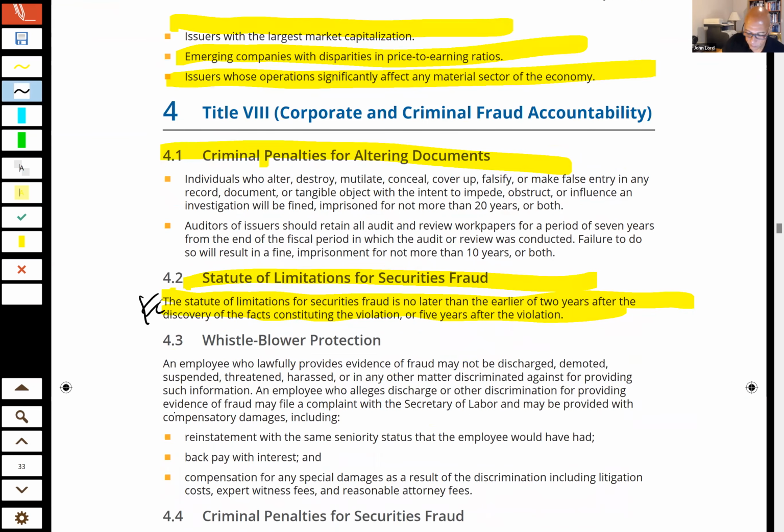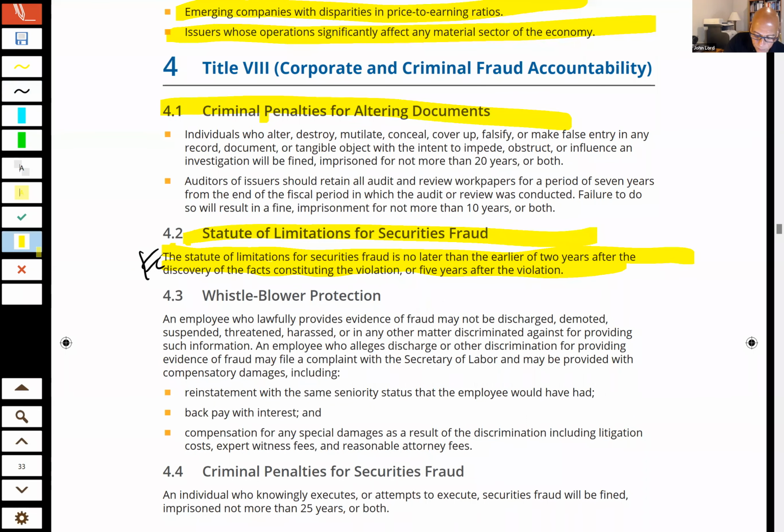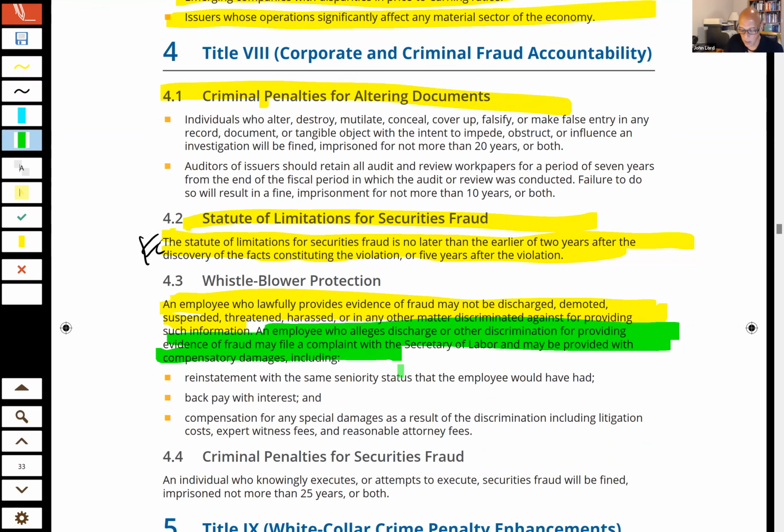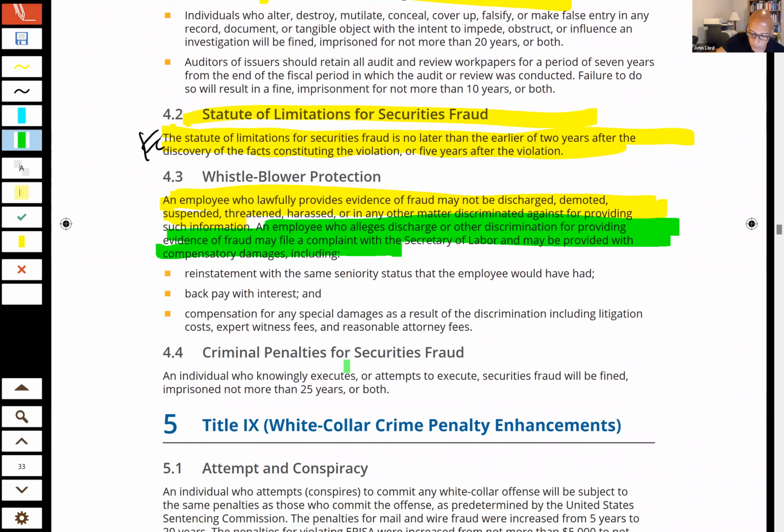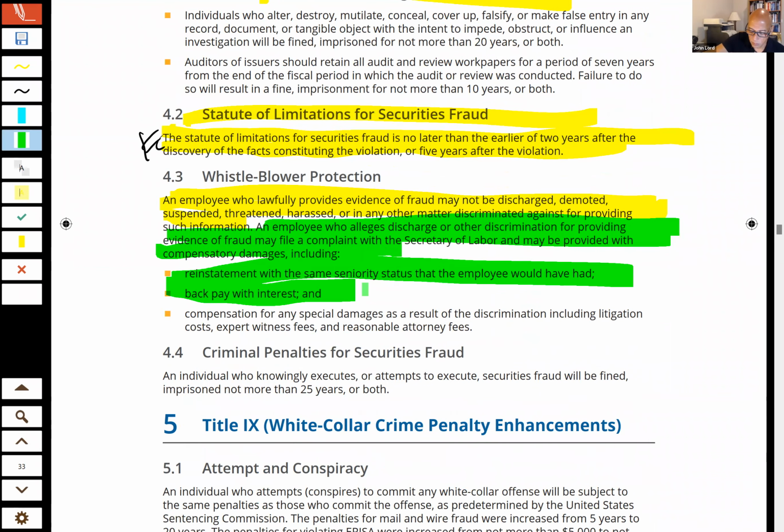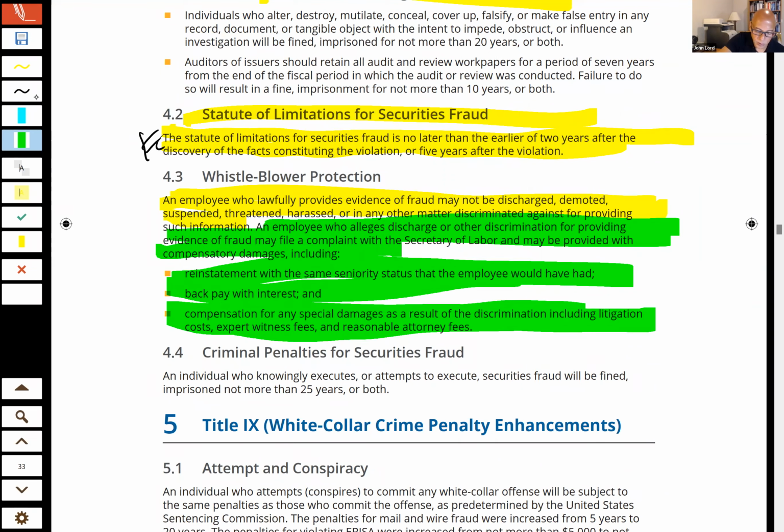Whistleblower protection, okay? An employee who lawfully provides evidence of fraud may not be discharged, suspended, harassed, or in any other way discriminated against, okay? And if an employee is suffering some of those activities, then they can go ahead and ask for aid from the Department of Labor, and they're going to have to rehire the person, with compensation. I don't know that a person would want to go back to work after something like that, but all of those, and there could be disgorgement.